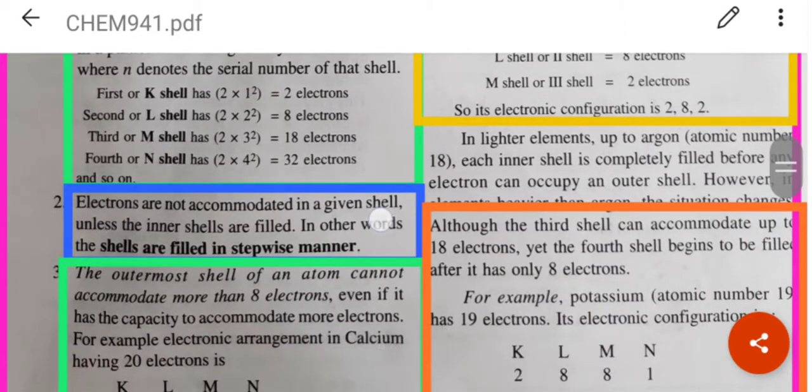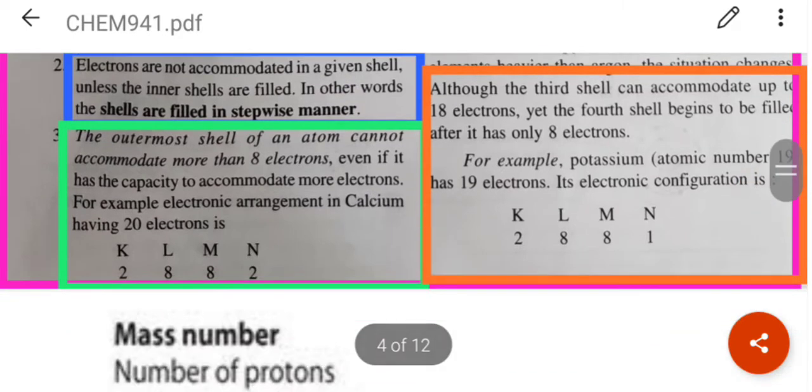Electrons are not accommodated in a given cell unless the inner cells are filled. In other words, the cells are filled in a stepwise manner. First, the inner cells will be filled according to the Bohr-Bury rule, and then the outer cells will be filled. The outermost cell of an atom cannot accommodate more than 8 electrons, even though it has the capacity.